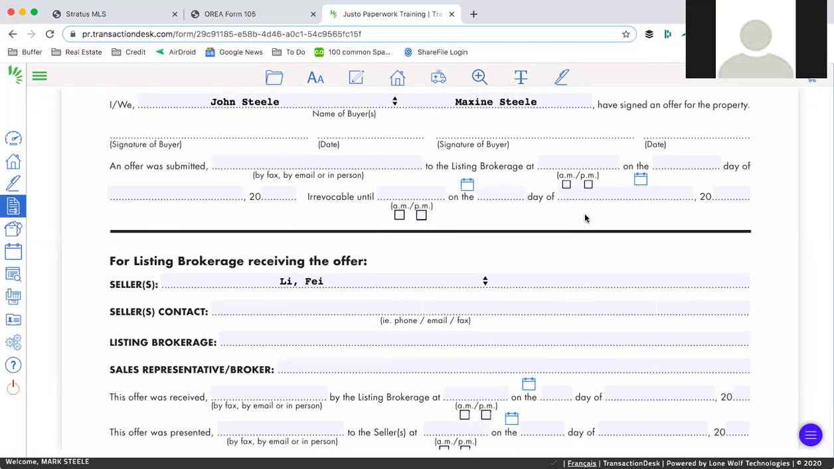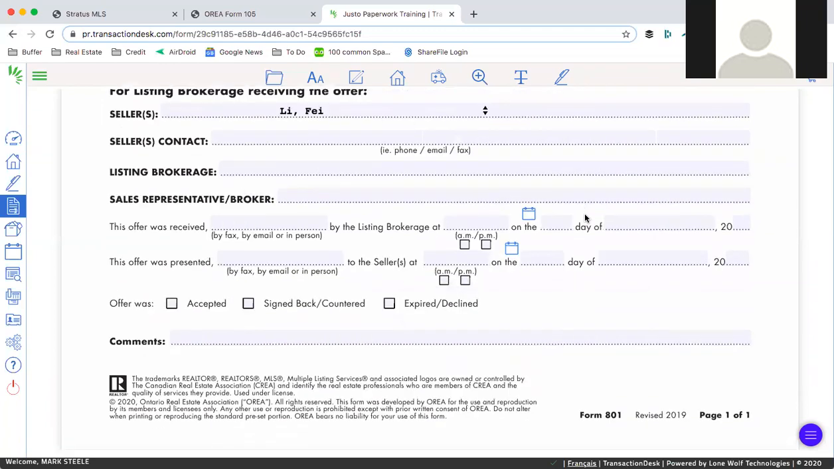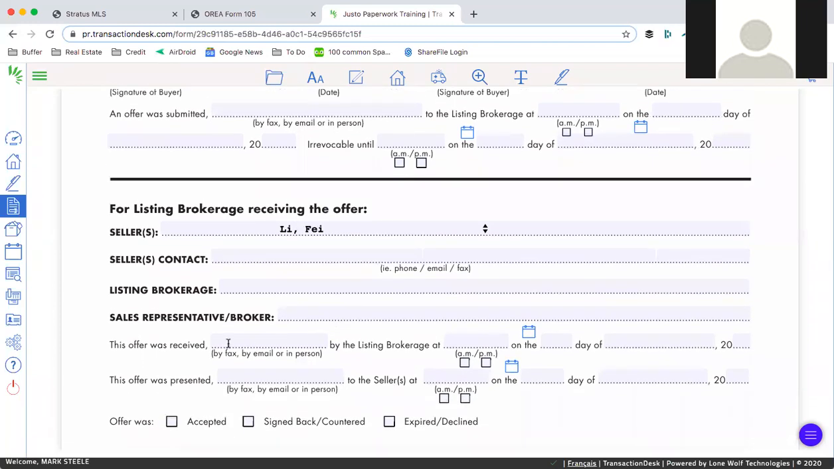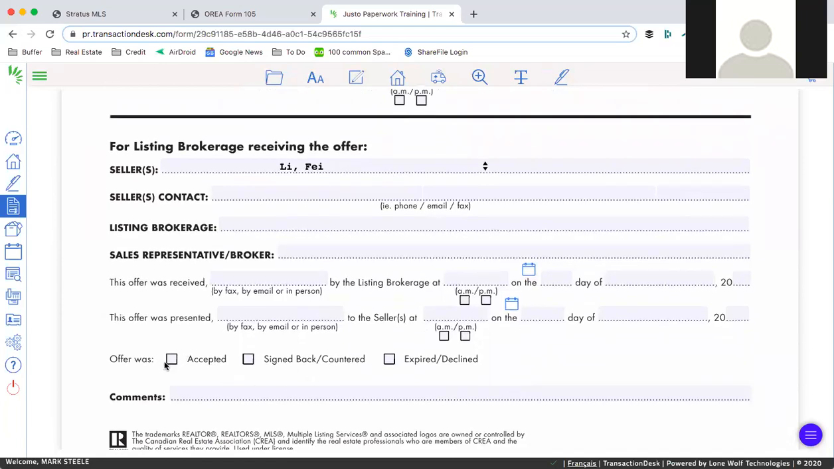And once the seller either counters us or accepts our offer, they're going to sign their portions appropriately. So this is going to be for listing brokerage receiving the offer. Okay. So offer was received at this email by this time. It was presented to my sellers by email or in person at this time. And the offer was either accepted, signed back, or declined. Straightforward.